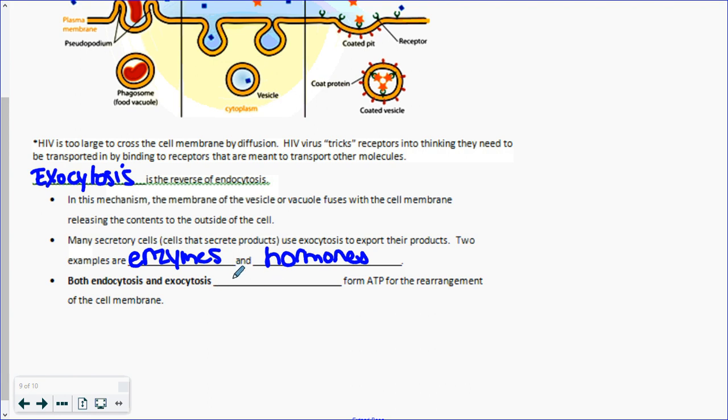These processes of endocytosis and exocytosis both require energy from ATP for the rearrangement of the cell membrane. So it requires energy to be moving the membrane like that.